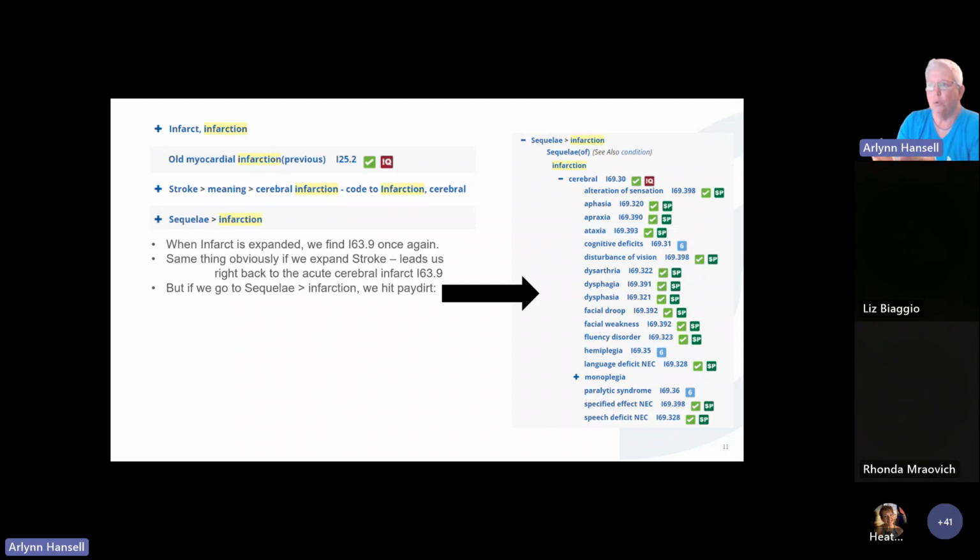So if we go to the sequela of the infarction, now we look that up and we expand on that. And as you can see on the right-hand side, that's all our near and dear to us stroke codes there. So you know you're in the right place, everything hit right, because what we're talking about when we are coding in home health and hospice, we're coding the sequela of the situation.